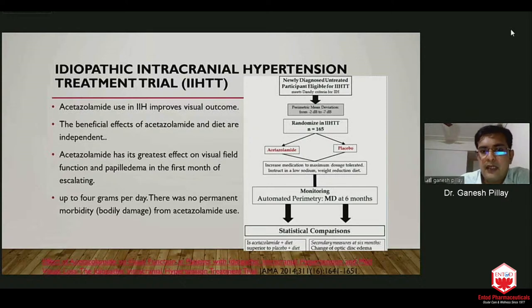Acetazolamide has a greater effect on visual field function in the first month of escalating the doses, and the dose of acetazolamide can be increased up to 4 grams. So I started her on 250 milligrams BD, increased it to TDS, now on QID. There was no permanent morbidity with acetazolamide.